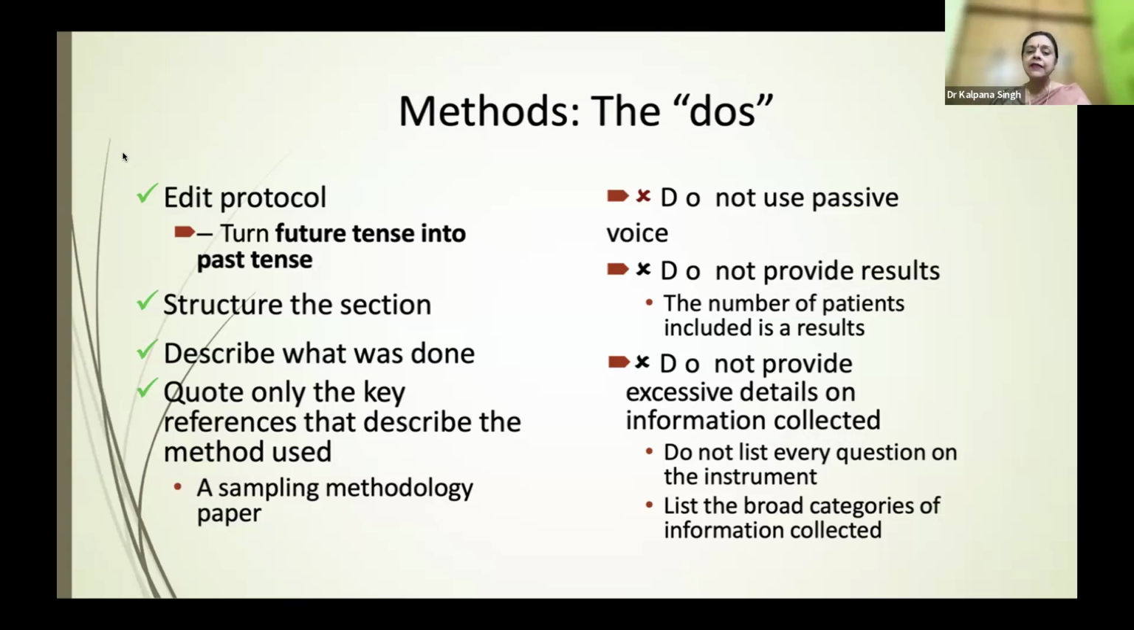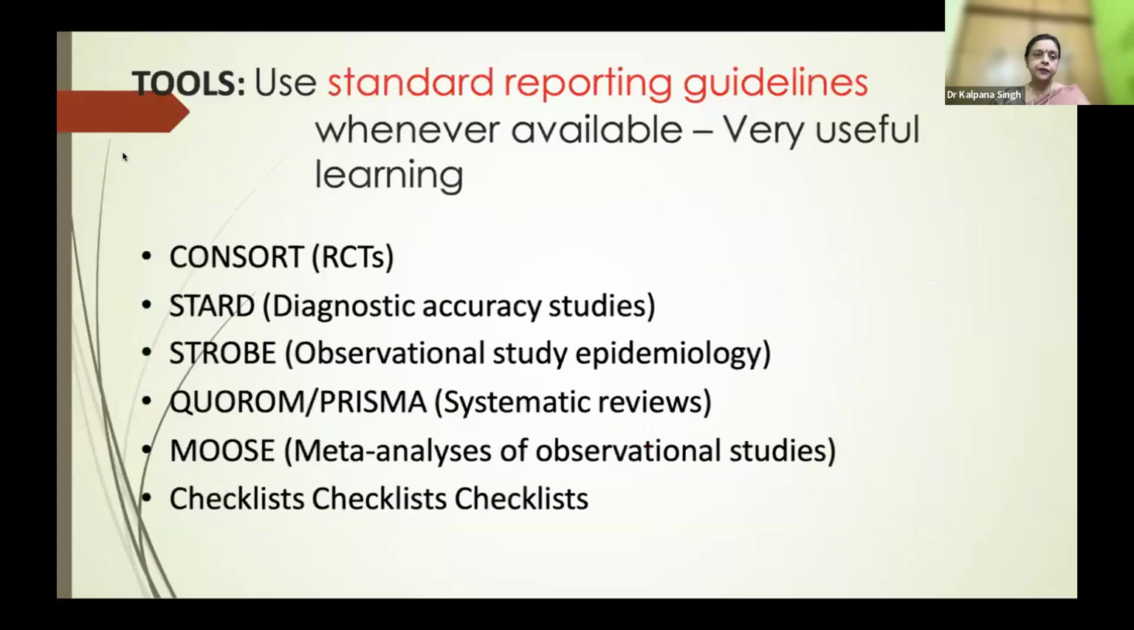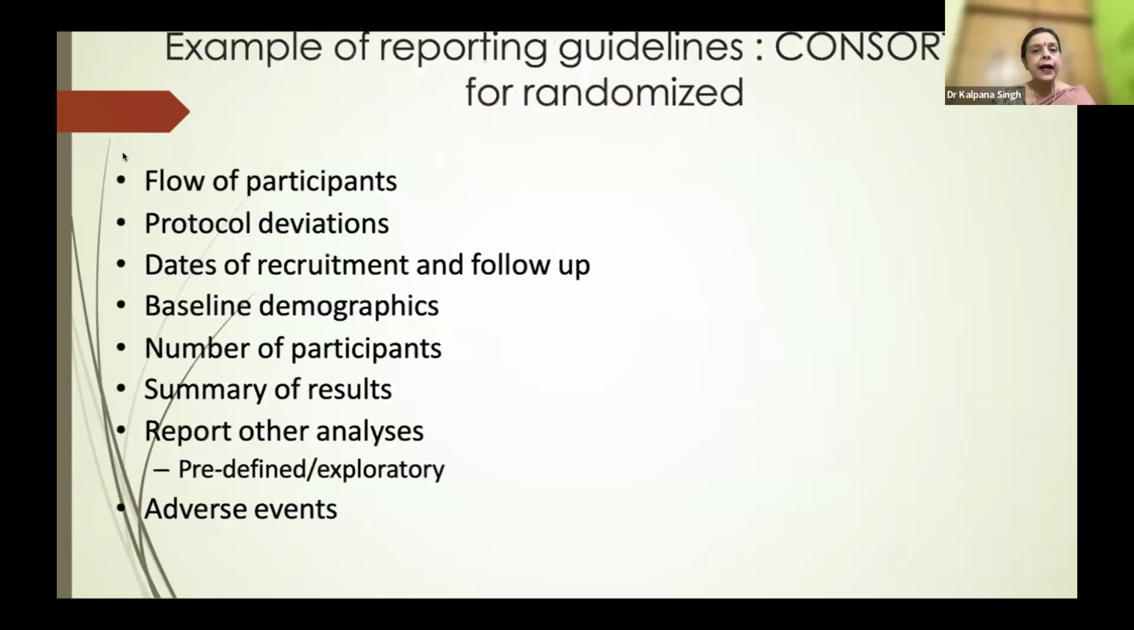Do not provide excessive detail on information collected. There are various guidelines and recommendations available online, so standard reporting guidelines should be used. Whenever available, they are very useful. CONSORT is available for randomized control trials, STARD for diagnostic accuracy studies, and STROBE for observational epidemiology studies. PRISMA is available for systematic reviews, and MOOSE is for meta-analysis of observational studies. So we have to do the checklist and complete all the information needed in the materials and methods.